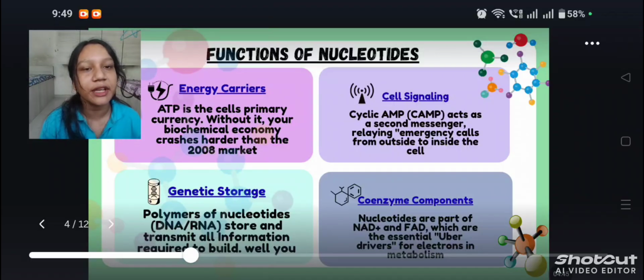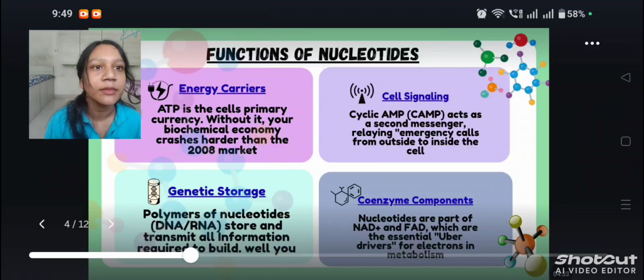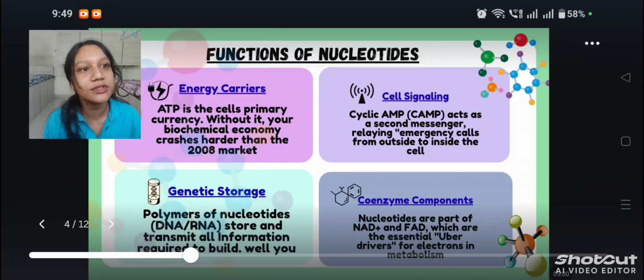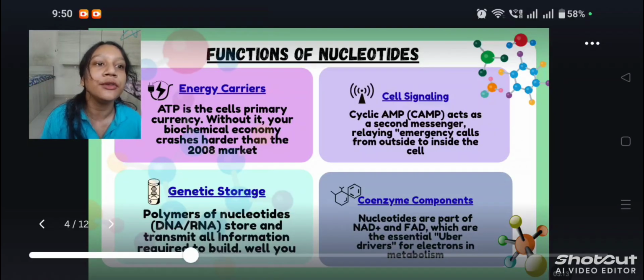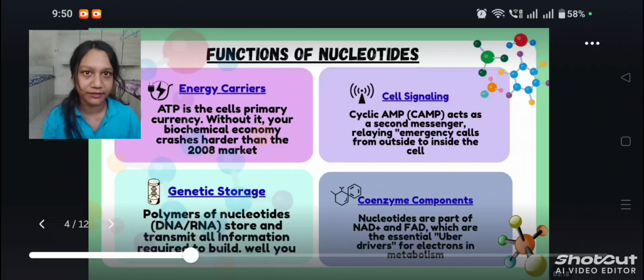Number one, energy carrier. ATP is the cell's primary currency, and without it, your biochemical economy crashes harder than the 2008 market. Second, cell signaling. Cyclic AMP, cAMP, acts as a second messenger relaying emergency calls from outside to inside the cell. Third, genetic storage. Polymers of nucleotides, that is DNA and RNA, store and transmit all the information required to build. Fourth, coenzyme components. Nucleotides are part of NAD+ and FAD, which are the essential Uber drivers for electrons in metabolism.